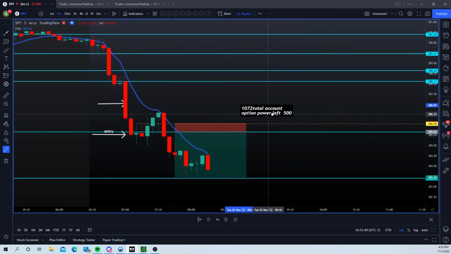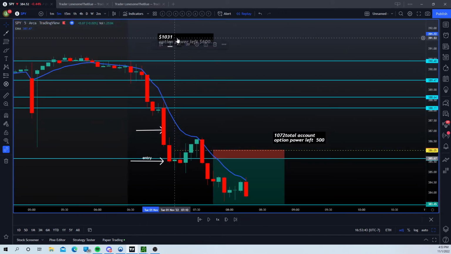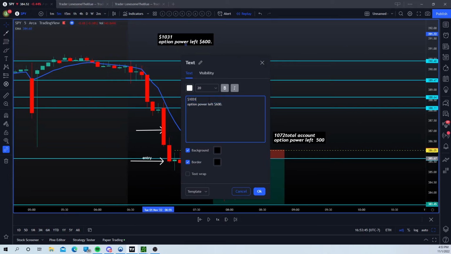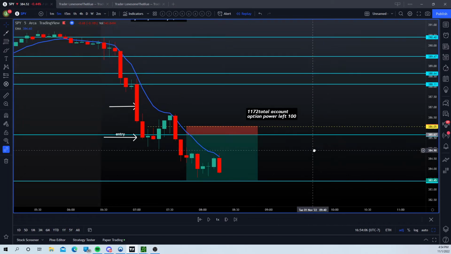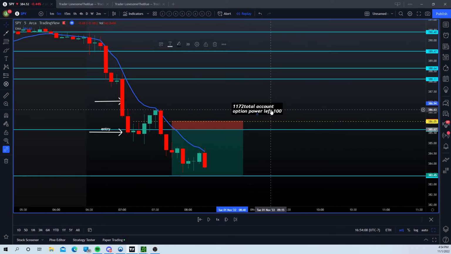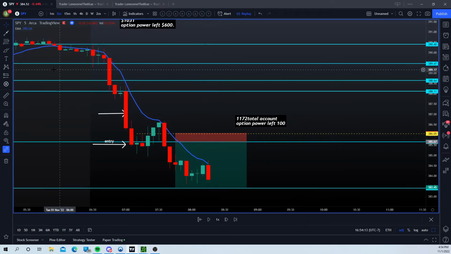Obviously, if you start playing with 2 contracts, you would have lost in the beginning. Instead of losing 40, you would have lost 80. Remember? You would have lost 80 right here when we started at 1,000. But you would have been up double. So if you would have been up 72 when doing 1, you would have probably like 100 option power left, and this would have been at 1,100 and like 172, double. You would have made 1,172 on the total account. That's if you play with 2 contracts. But when you do play with 2 contracts, you gotta keep playing with 2 because you want to keep that percentage the same.